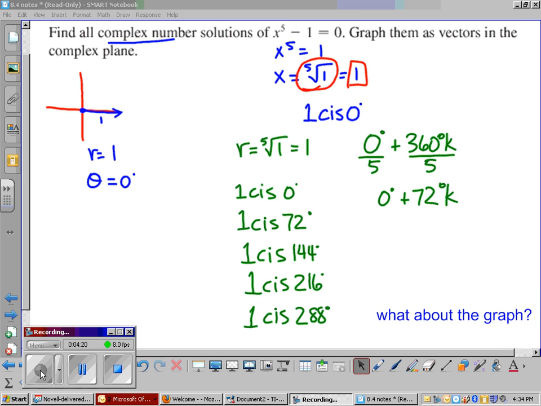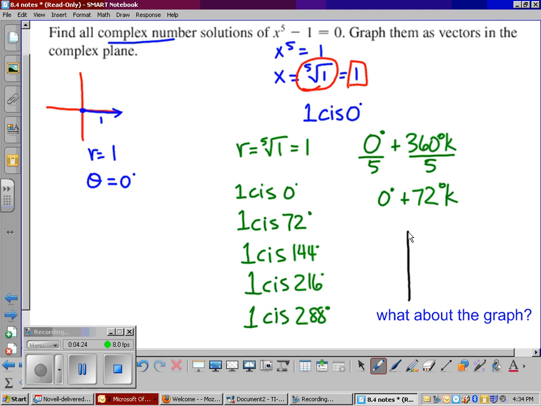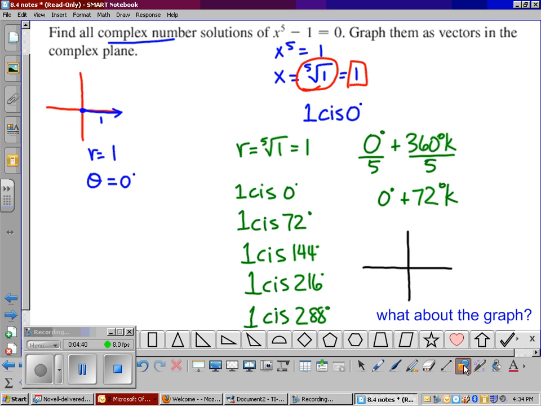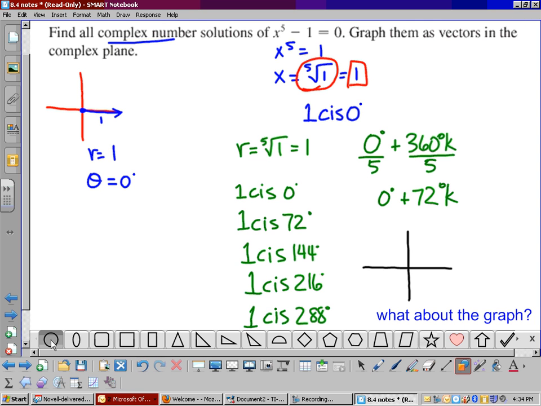Now those are my answers in polar form, but I'm going to graph it like they tell me to graph it, and then I'm going to go ahead and convert those using the calculator to rectangular form, because you're going to be asked to do that as well. Let's go ahead and graph these in the trig form. Now since the r value is 1, really I'm graphing these vectors within a unit circle. Let's see if I can find my circle.